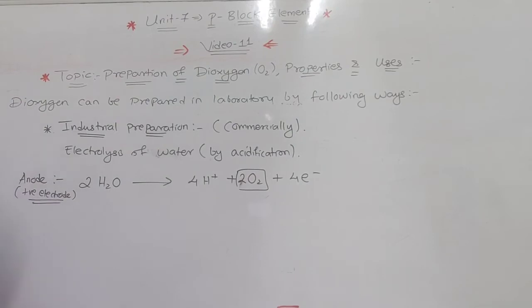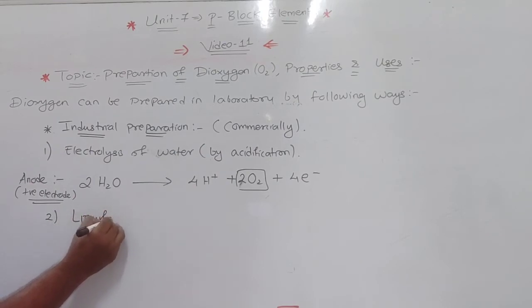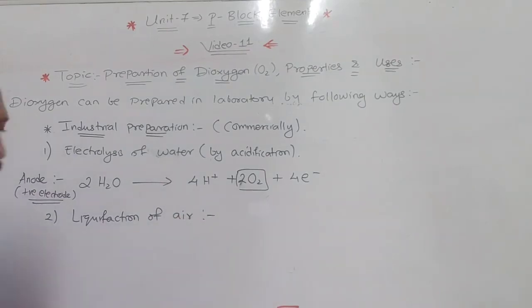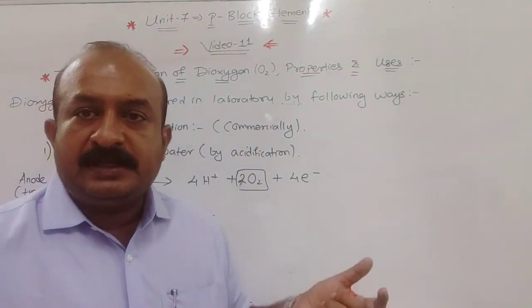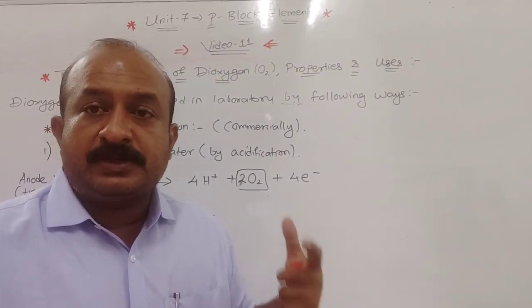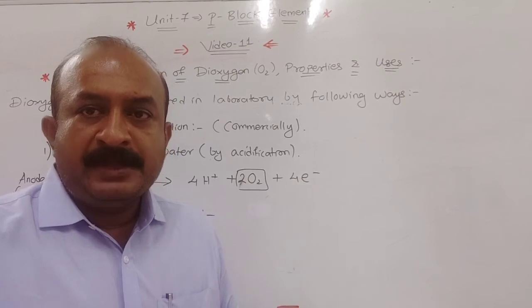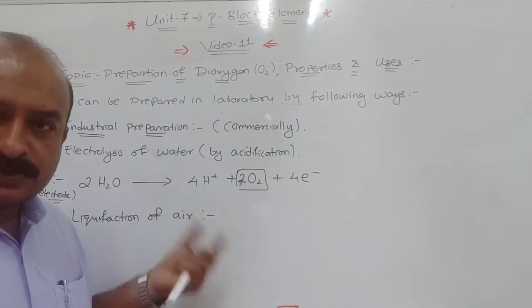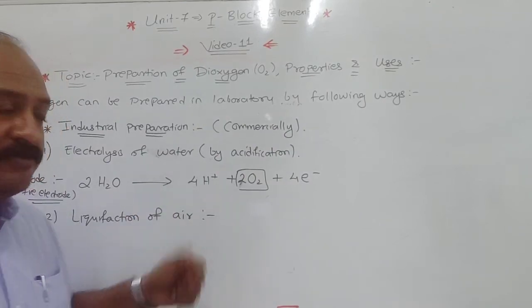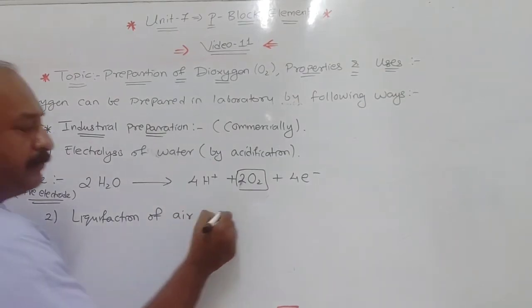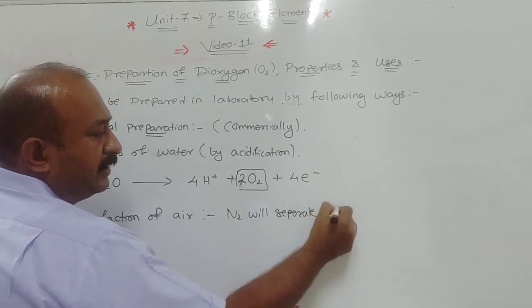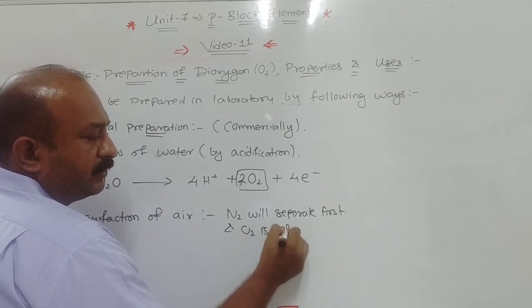Another is by liquefaction of air. This is the second industrial technique. Now we know that air is a mixture of gases. So what is done? Fractional distillation or liquefaction. We have studied liquefaction of CO2 in 11th standard, in the states of matter chapter. Here it is liquefaction of air. In that nitrogen is there, oxygen is there, water vapor is there. From that, nitrogen will separate first, and O2 is left out.